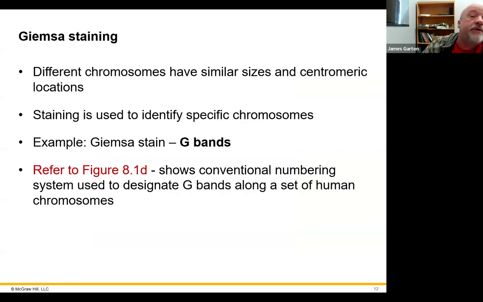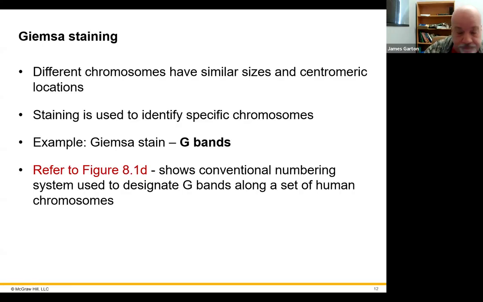Now, one of the ways you can stain a chromosome is Giemsa staining. And it reveals what they call the G band. These different chromosomes are going to have different sizes, and the centromere is going to be in different places. And the staining pattern that you observe can be used to help you identify specific chromosomes.